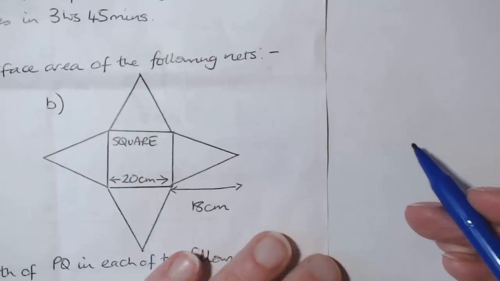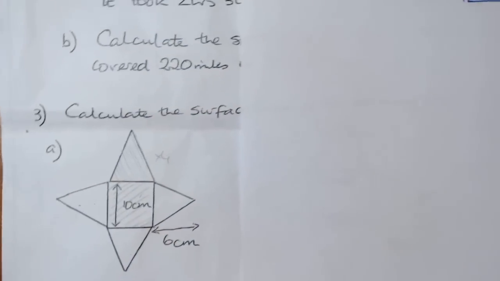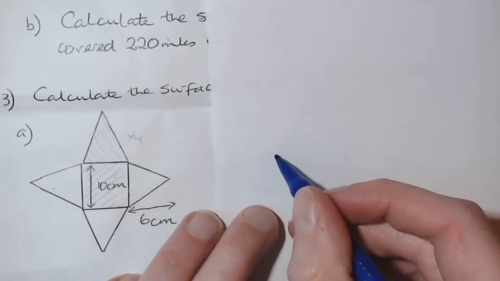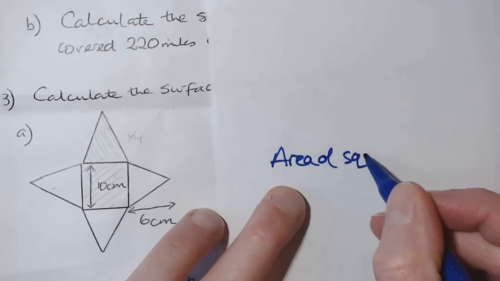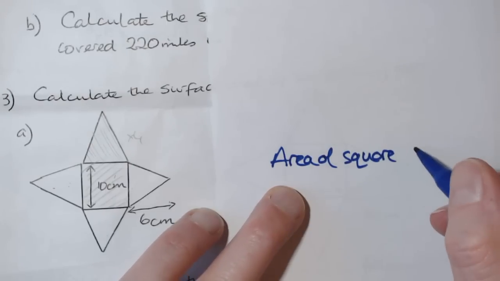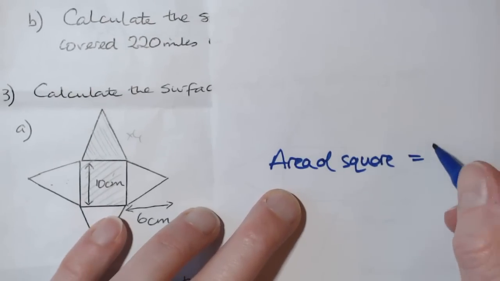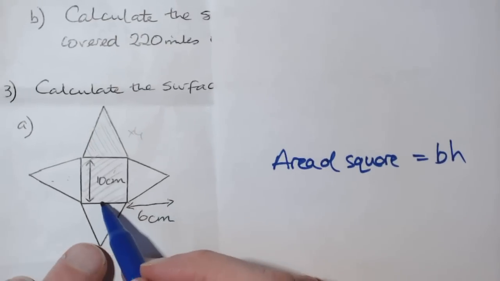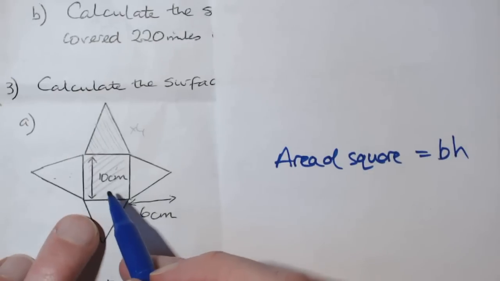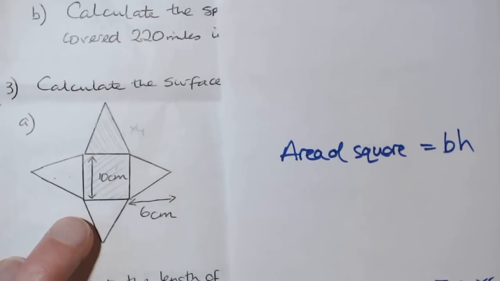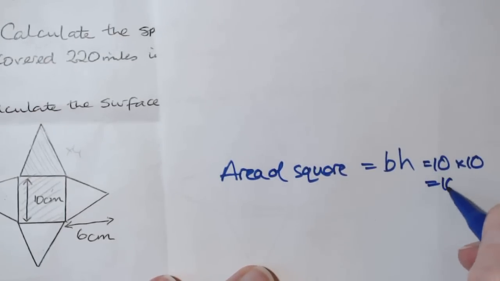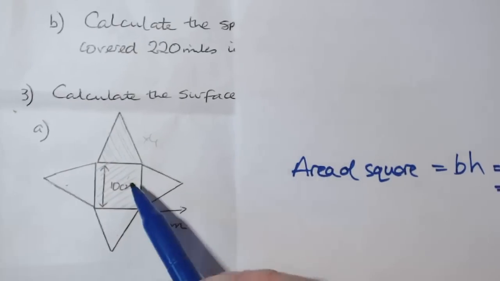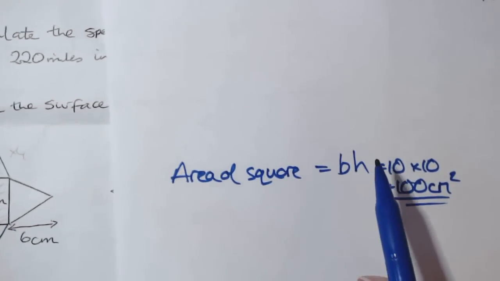Right, so if we say area of square, we can just say that's base times height. Right, so it's 10. Labelling wise, this is not the best, but that's 10 as well. Right, so that equals 10 times 10, which equals 100 centimetre squared. Right, so that's that one. Right, so times it together.